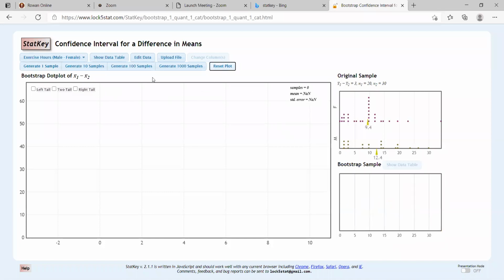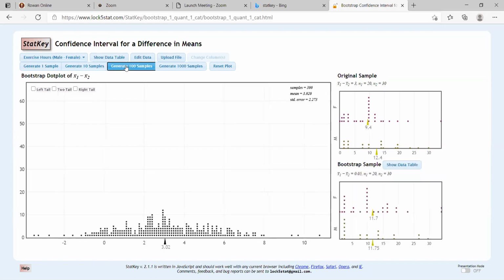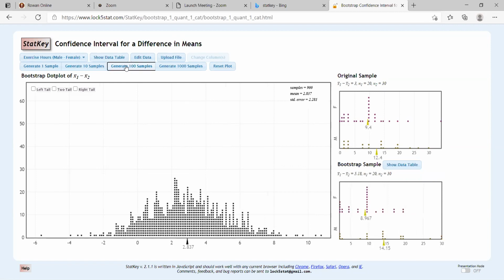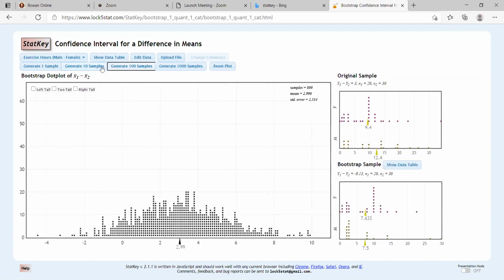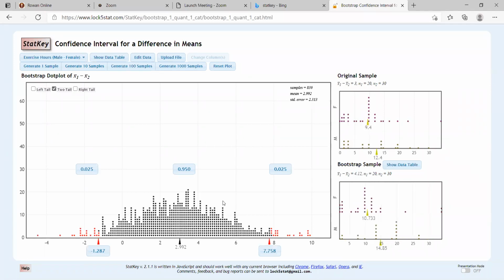Okay. Now I'm going to create 830 of these bootstrap samples. So I'm going to create 800. I'm going to click this 8 times. Oops. Start again. 800 and 30. All right. There's 830 of these bootstrap samples. And I'm going to click the 2-tail again. Now this is a 95% confidence interval. Notice the middle button does show 0.95. There are 830 of these bootstrap samples in this bootstrap sampling distribution of sample means.